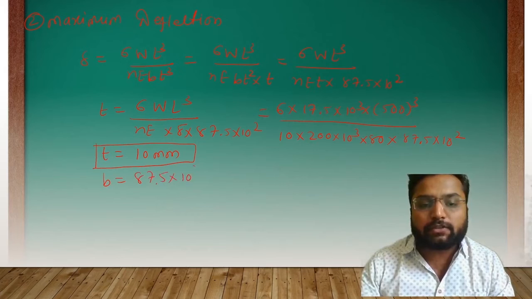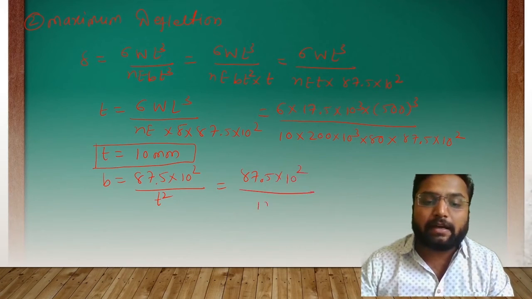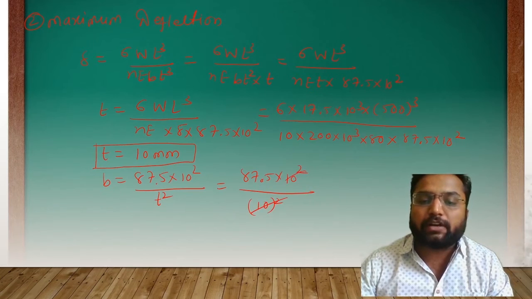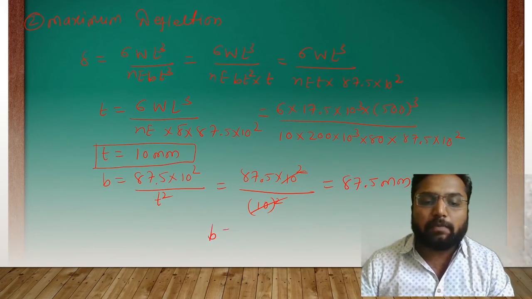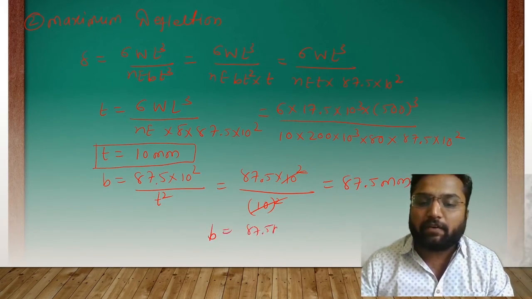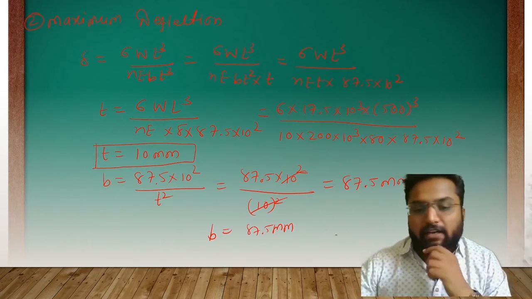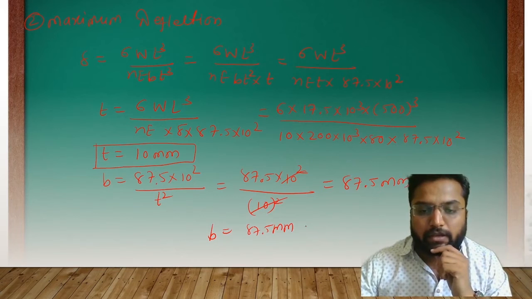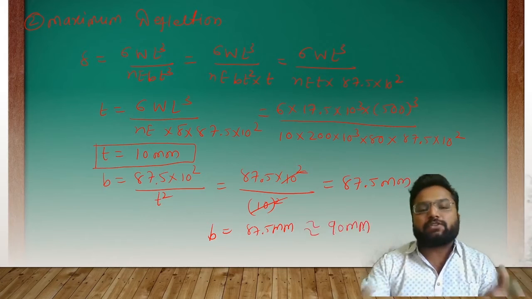87.5 into 10 raised to 2 divided by T square. So it will be 87.5 into 10 raised to 2 divided by 10 raised to 2. So 10 raised to 2 and 10 raised to 2 will cancel out. Ultimately it will be 87.5 mm. So the final value for your B will be 87.5 mm. I hope you got this idea. We can convert that 87.5 to almost 90 mm. You can write it like this because it is in mm.